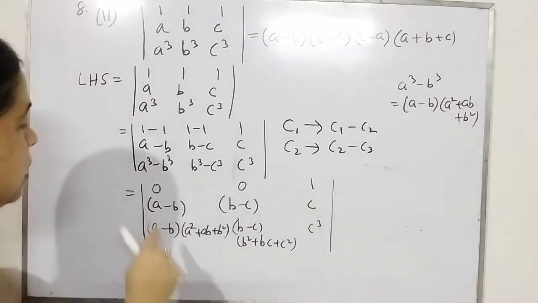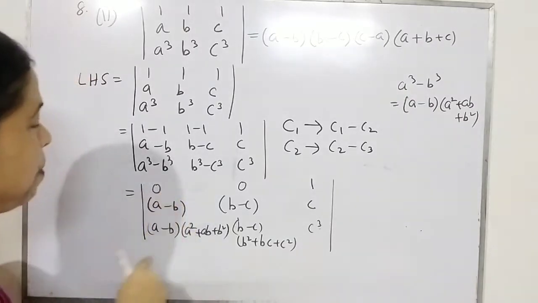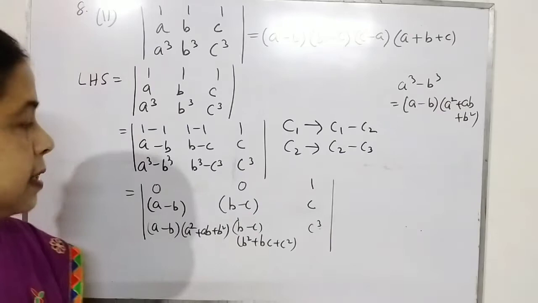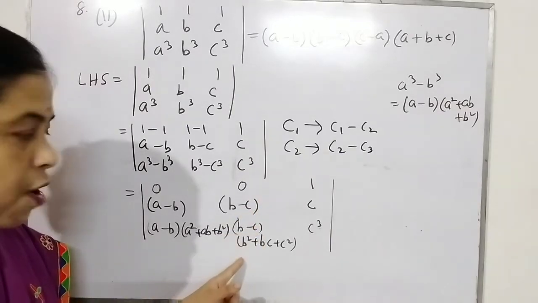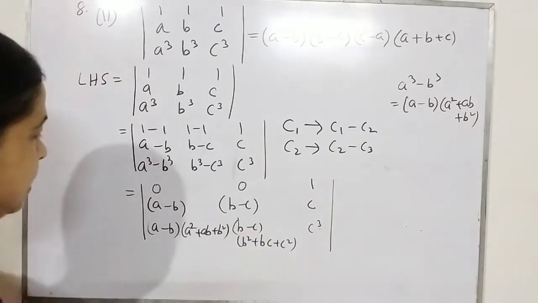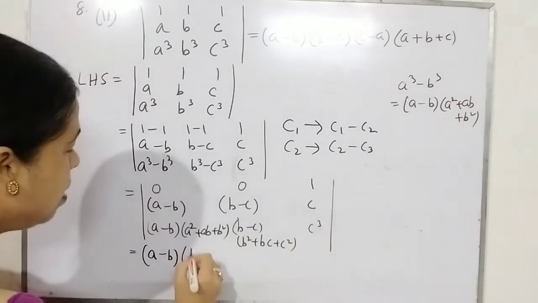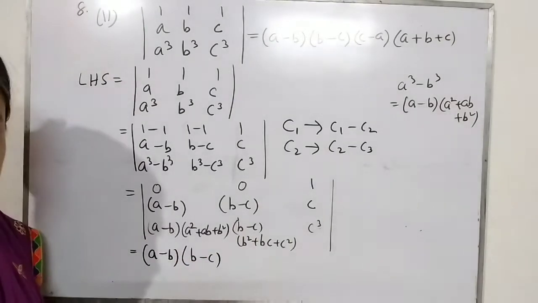Okay, so since 0 is multiplied with a minus b, a minus b will come common from the first column. Similarly, b minus c is coming common from the second column. So let us take it common. What is left in that case? Let us write down. This is a minus b coming common from the first column, b minus c from the second column.